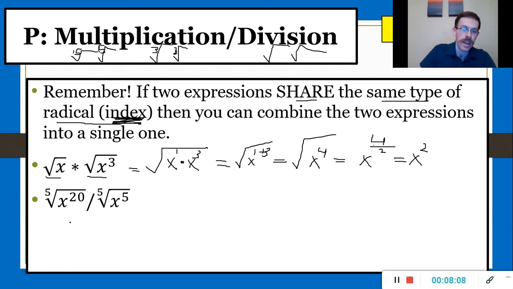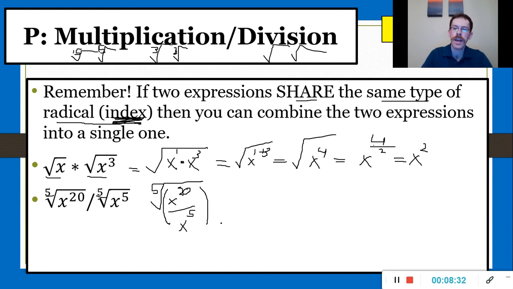Now let's look at this one. This one looks like a division problem, but guess what? We're going to treat it the same way. If I see that these are both 5th roots, awesome, totally fine. I'm going to combine them into one: the 5th root of x to the 20th divided by x to the 5th.